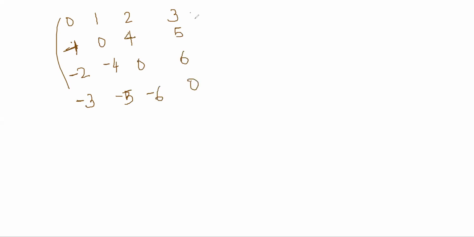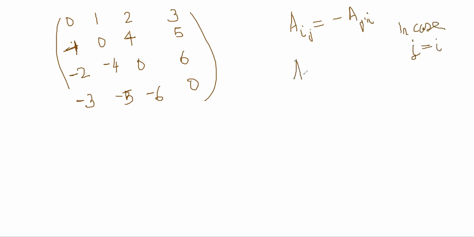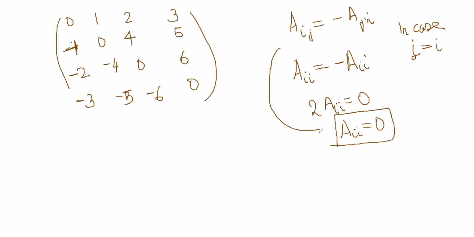This will be 0. So notice here that all the diagonal elements are 0, because if Aij is supposed to be minus Aji, in case j is equal to i, you should have Aii is equal to minus of Aii, right? So you'll get 2Aii is 0, therefore Aii is 0. So all the diagonal elements have to be 0 by logic.